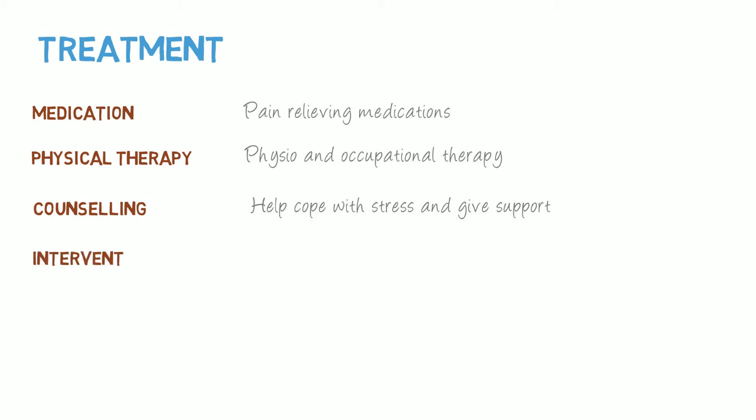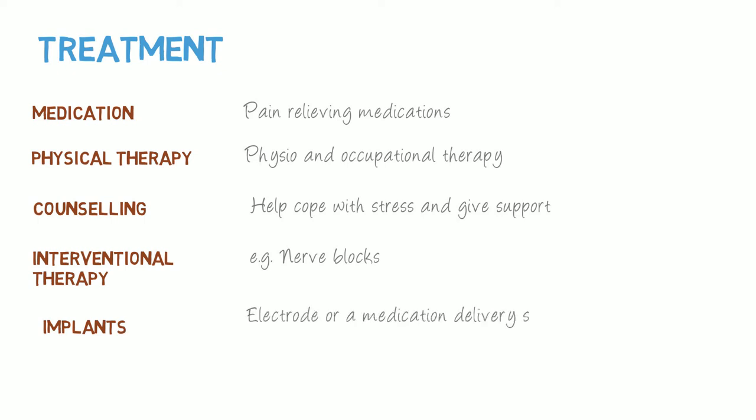Now, if the pain is not resolved by simple measures as described so far, such as simple pain relieving medications, physical therapy, or counseling, the patient may benefit from nerve blocks, as they can significantly reduce the pain. The final treatment option, where the pain is not getting relieved, is an electrode or some kind of medication delivery system which is implanted into the body and which provides relief from this pain for a long time.